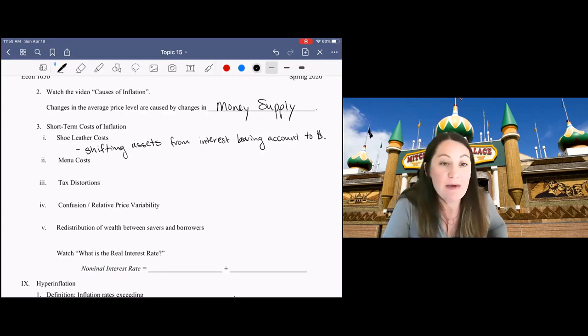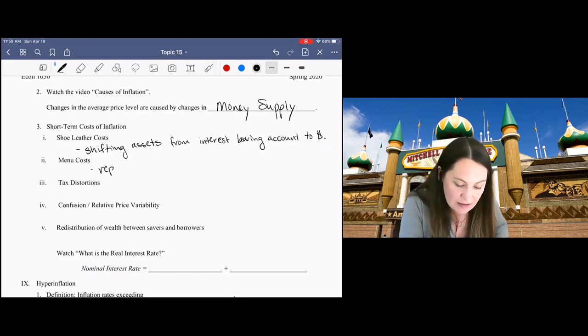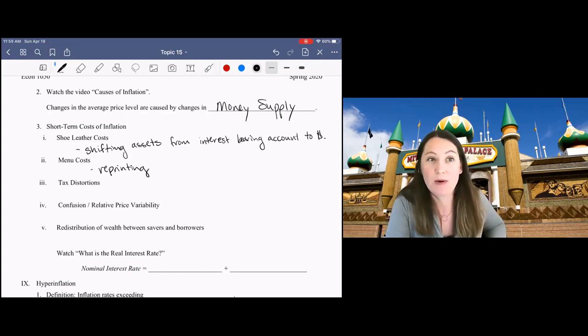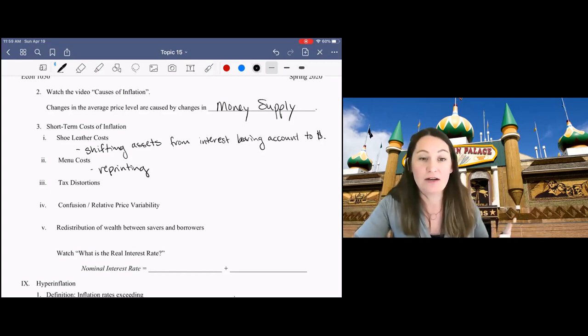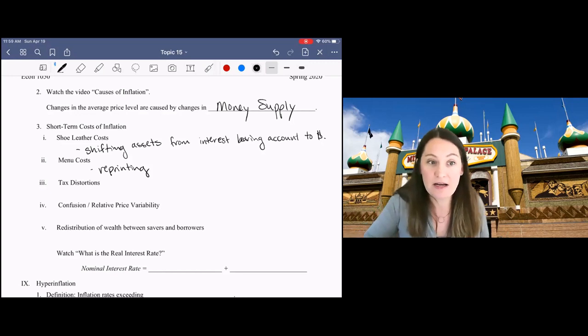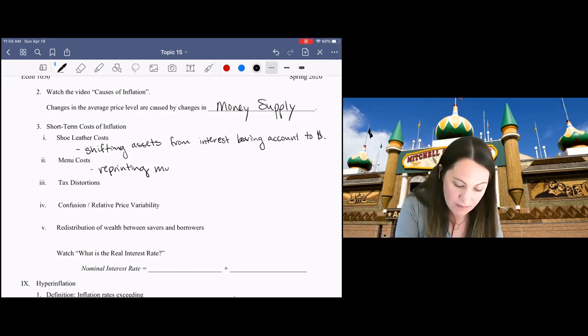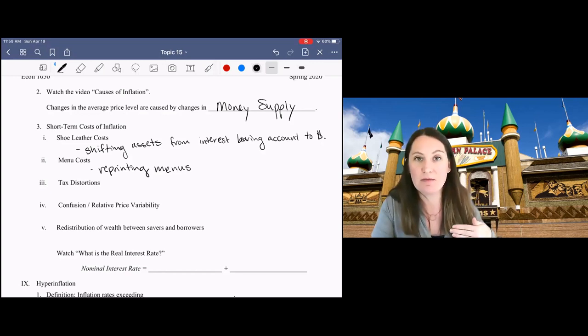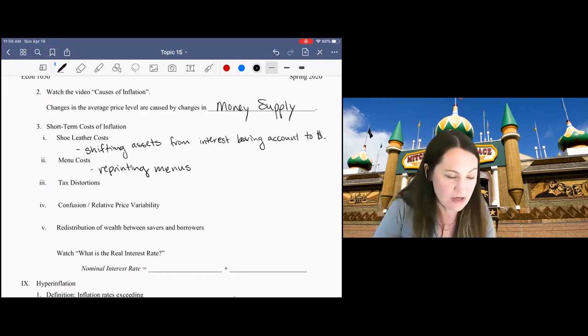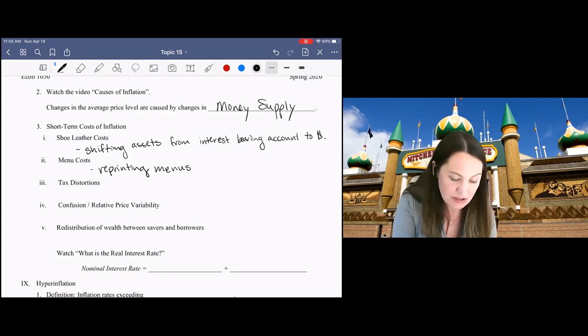All right, the next one is menu costs, and this really just comes from businesses having to change their prices, right? So if we imagine that the value of the dollar is decreasing, right, prices are going to go up, and it's going to be costly for businesses to reevaluate their prices and reprint their menus to show the new price level. And the third one is tax distortions.